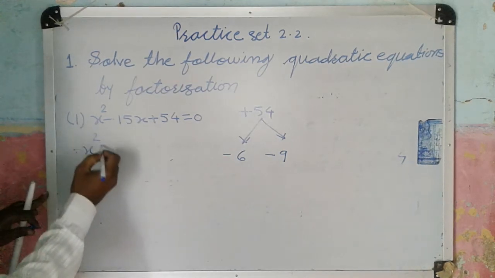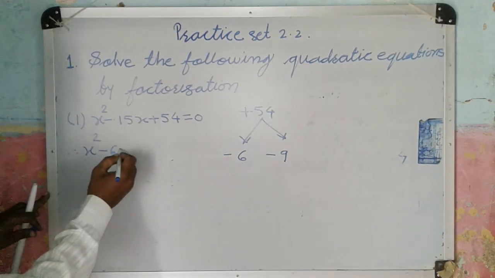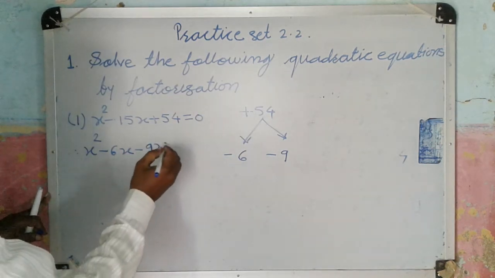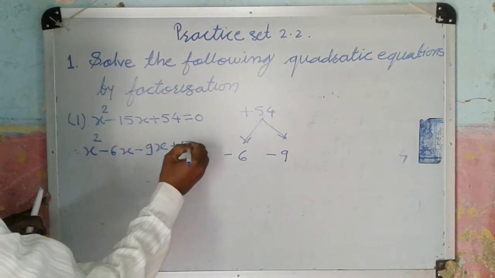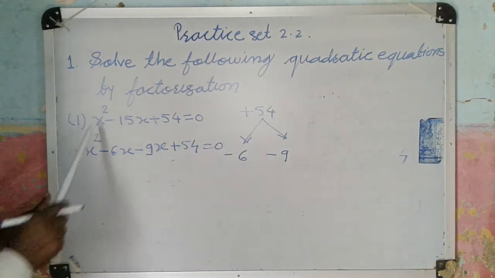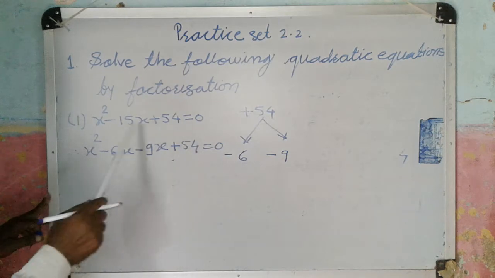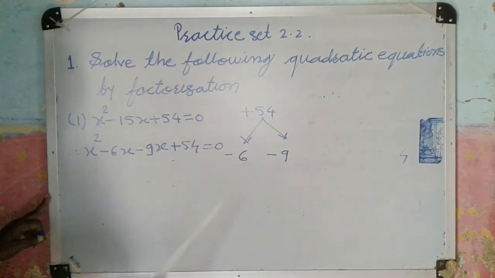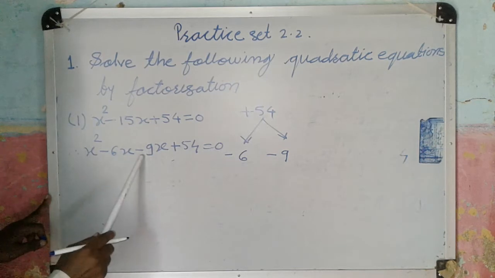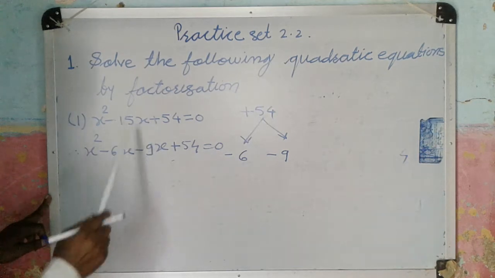Therefore, x square minus 6x minus 9x plus 54 is equal to 0. First term as it is, last term as it is. So the middle term is divided into minus 6 and minus 9. That means minus 6x minus 9x, here we get minus 15x.